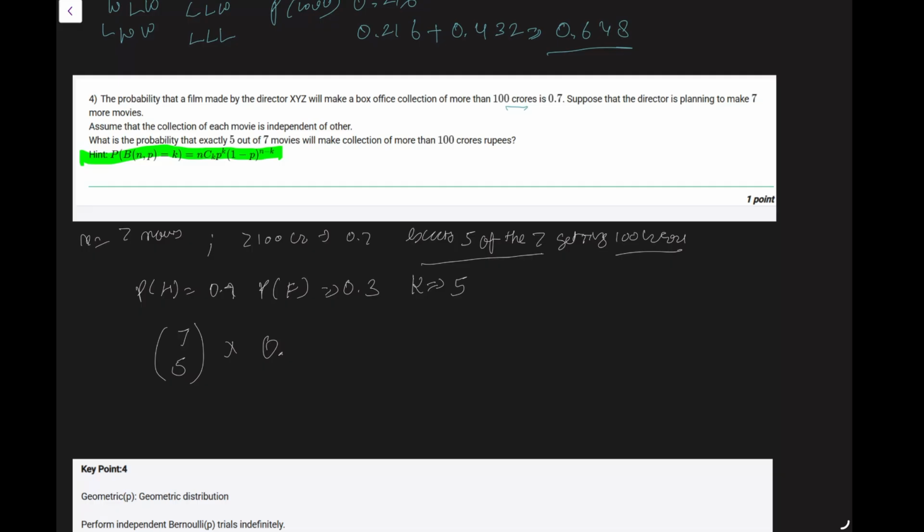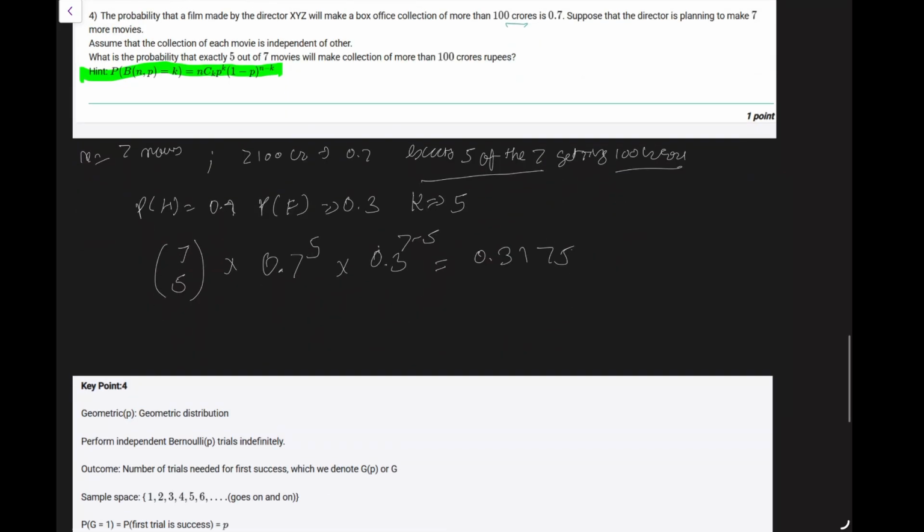If you remember, this is 0.7. We want exactly 5 times (1 minus p), which is 0.3, to the power of 2. And this will give you the result. Power of 2, you know why I did power of 2? Okay, let me just do it here, so it's easier. It's 7 minus 5. That's why it's power of 2. Your final answer is going to be 0.3175. You round up to 0.318. Okay. So this is your probability of getting exactly 5 out of 7 movies hit.